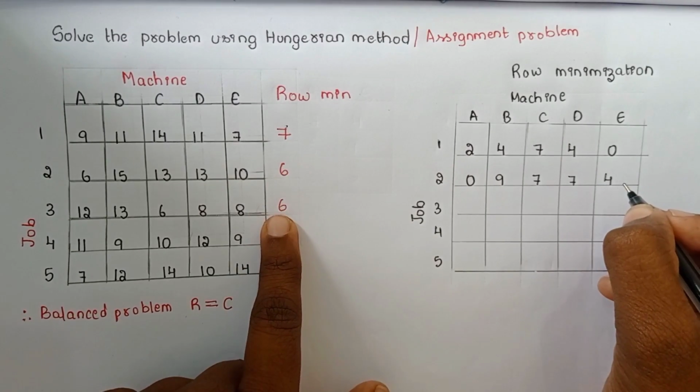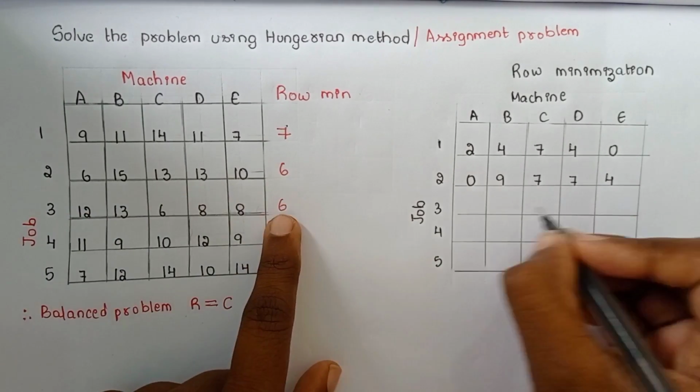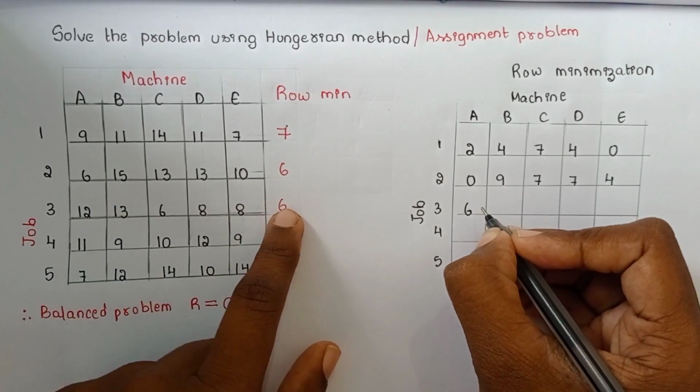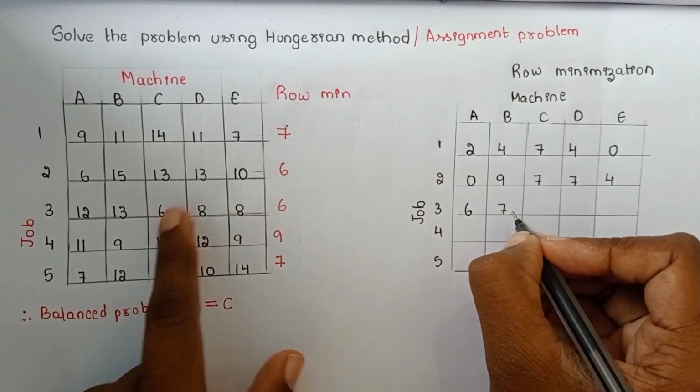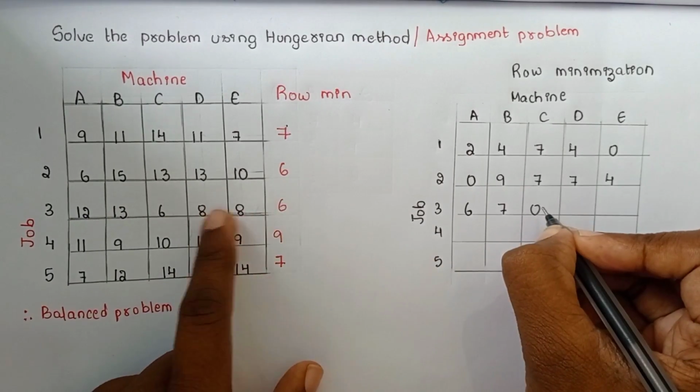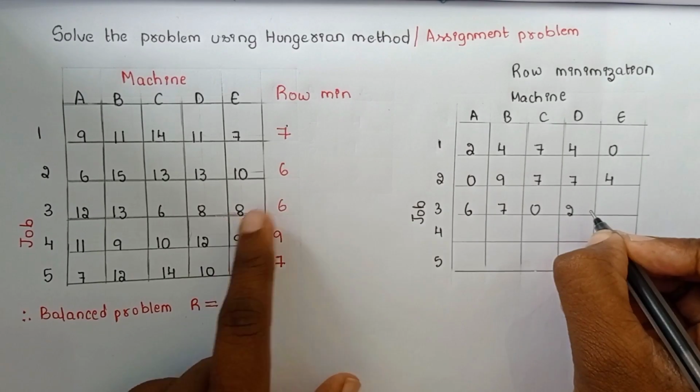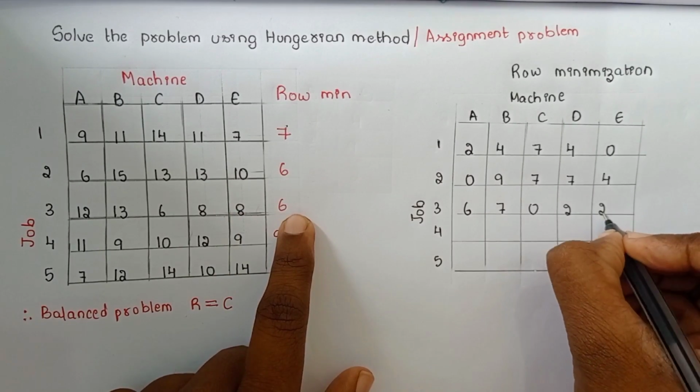So then the next row, the minimum value is 6. So 12 minus 6 is 6. 13 minus 6 is 7. 6 minus 6 is 0. 8 minus 6 is 2. And 8 minus 6 is again 2.